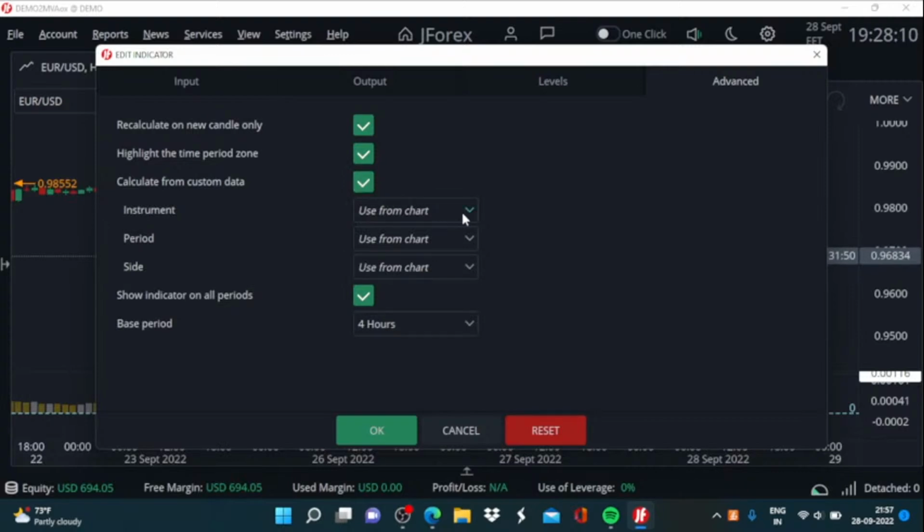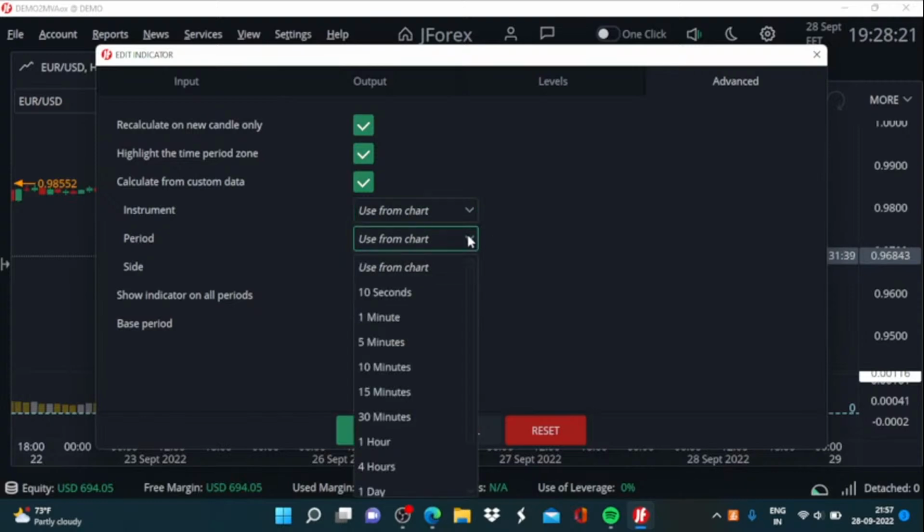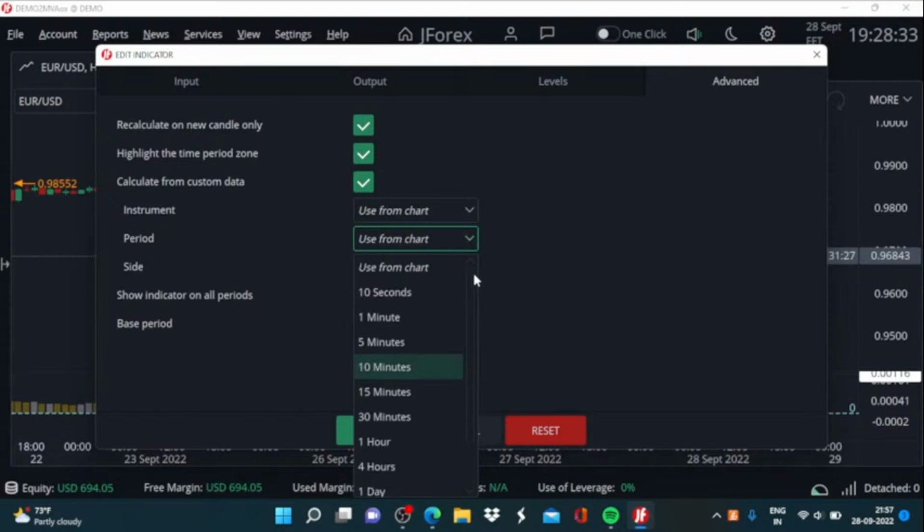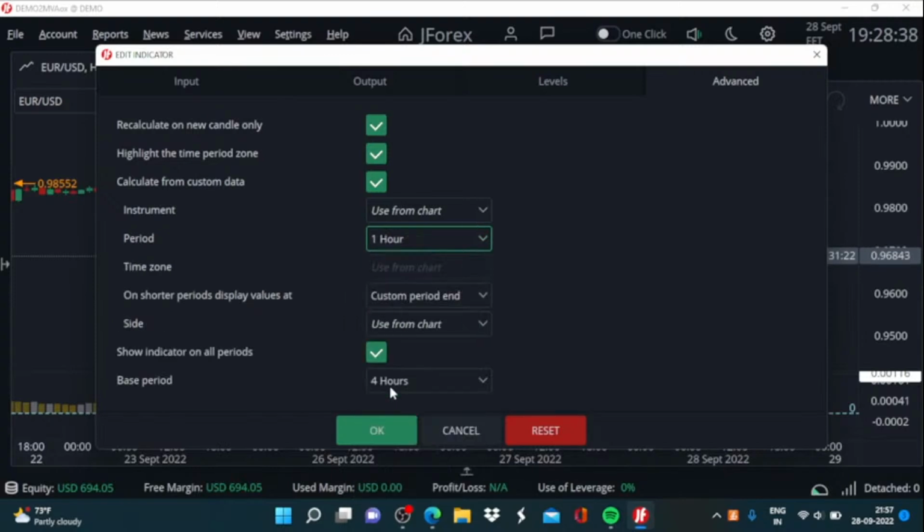You can use the instrument to be the same as the chart, or you can specify on which instrument you want the charting for this indicator to be done. The calculation period can also be varied from the chart. It can be the same as the chart, or you can specify any one candle period to be the default calculation period, and only that.